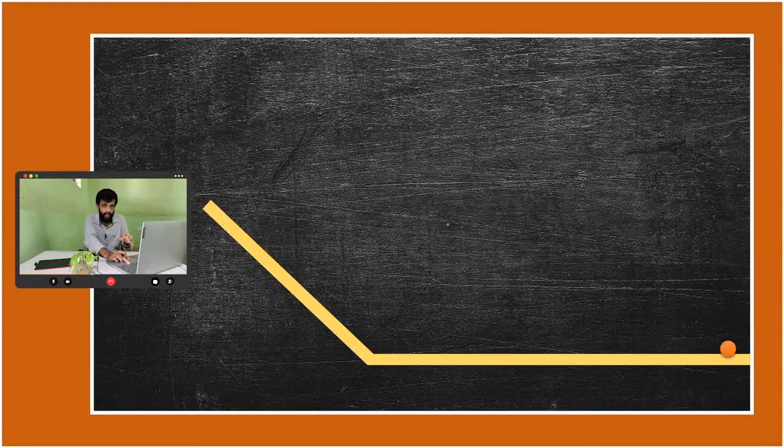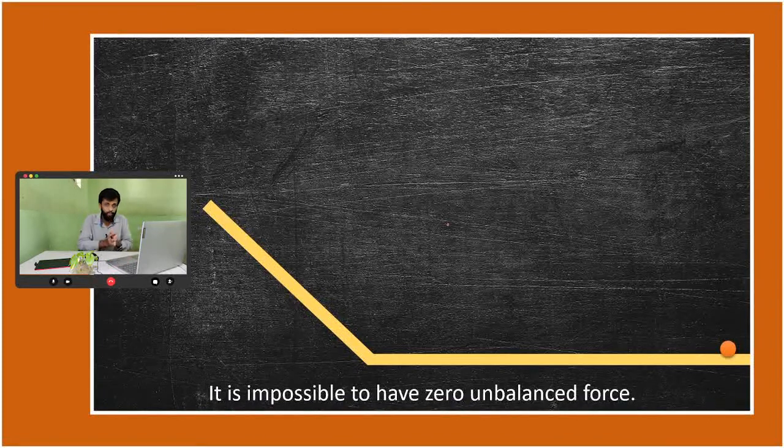Based on this experiment, he came to know that it is impossible to have zero unbalanced force. What is the meaning of unbalanced force? When forces are more on one side and less on the other side, not equal forces, this is unbalanced force. Balanced and unbalanced. So here it is impossible to have zero unbalanced force. That means you can't have force only on one side and the other side is completely zero. It's not possible like that. If it was possible, then only this ball which was sliding would roll and move continuously.